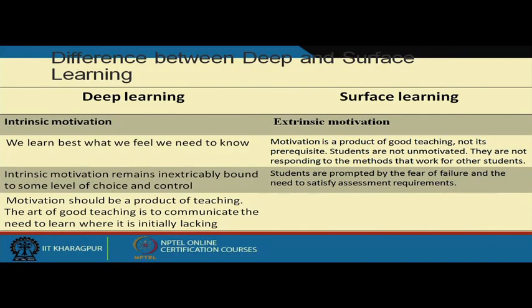In the deep learning, we learn based on what we feel we need to know, right. So, motivation should be a product of the teaching, right. So, the art of good teaching is very, very important to communicate the need to these type of learners. But in the surface learner, it is extrinsic. So, in that case, motivation is the product of good teaching, but not its prerequisite, right. Here, students are not unmotivated, but they are not responding to the methods that work for other students. They just only want to pass the exam, right.